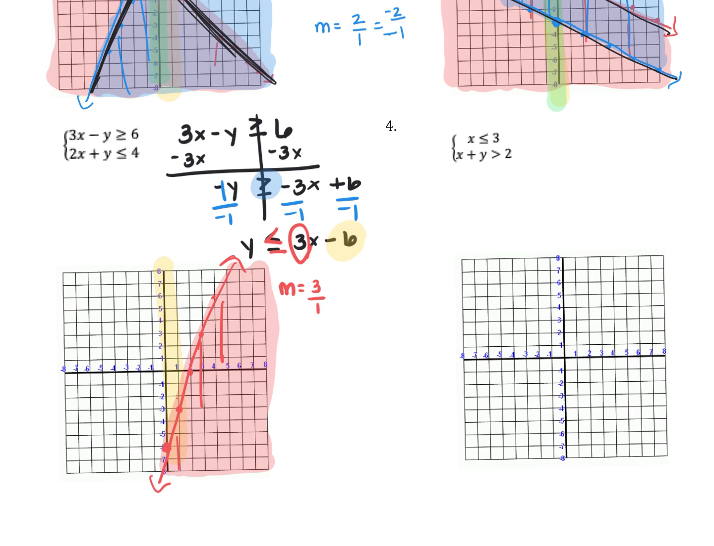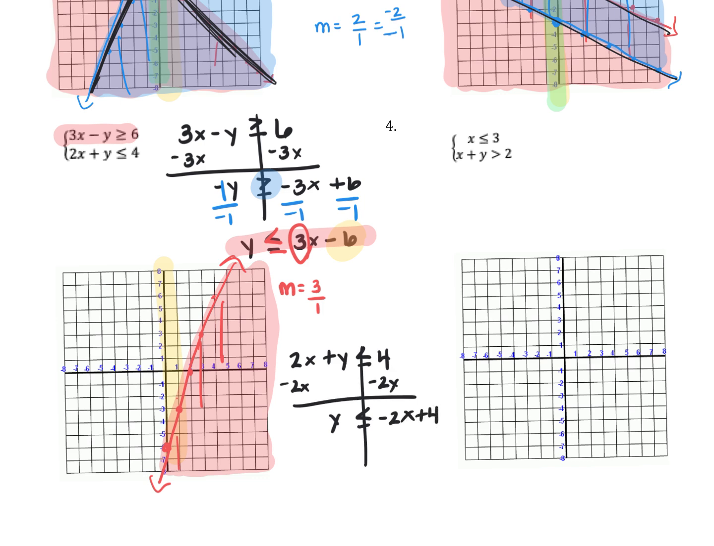There we go, that first one's done. That next one, so we just did this one right here and we converted it to that right there. So now we need 2x plus y is less than or equal to 4. So I'm going to rewrite that one. I have 2x plus y is less than or equal to 4. So I'm going to say minus 2x, minus 2x. Y is less than or equal to negative 2x plus 4.